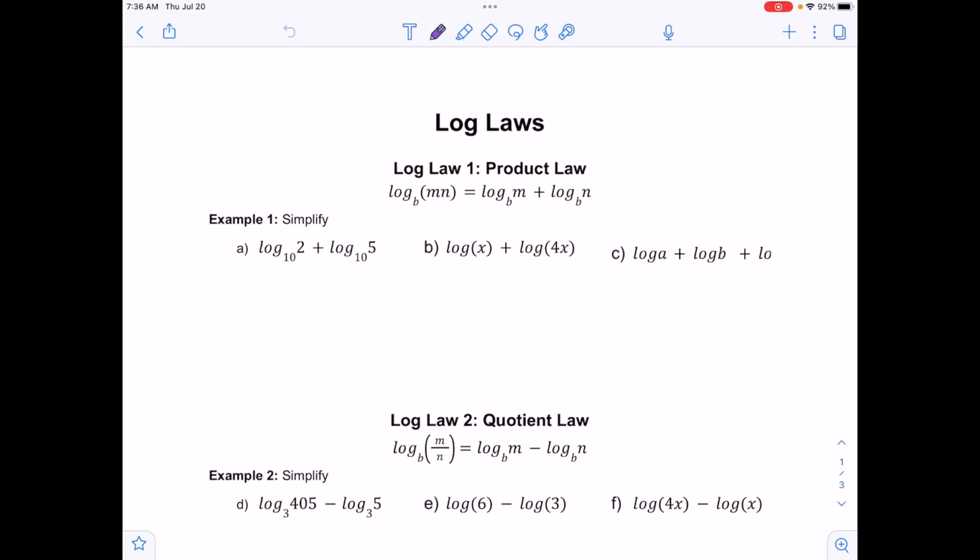All right, in this video, we're going to be talking about log laws. Log laws, or logarithm laws, are similar to exponent laws in that they're ways that will help you manipulate logarithmic equations to make them easier to solve. There are three laws that we're going to see in total. The first law is the product law, and it looks like this.